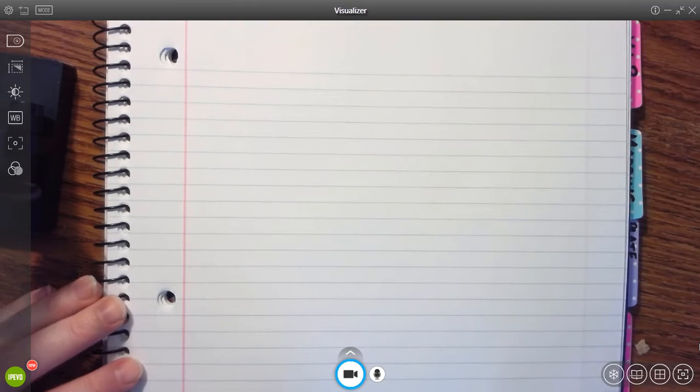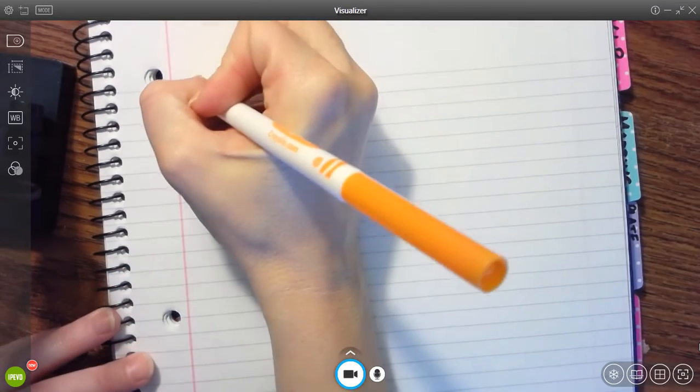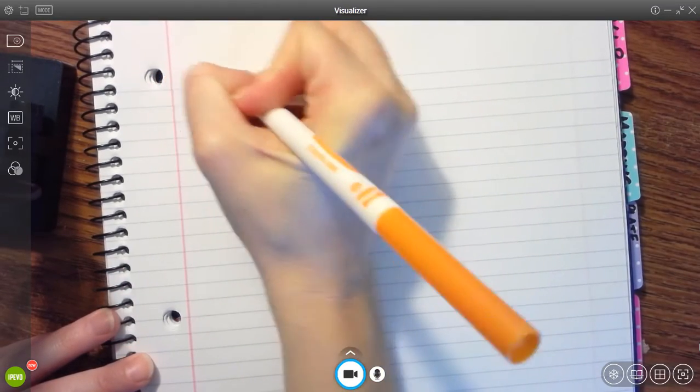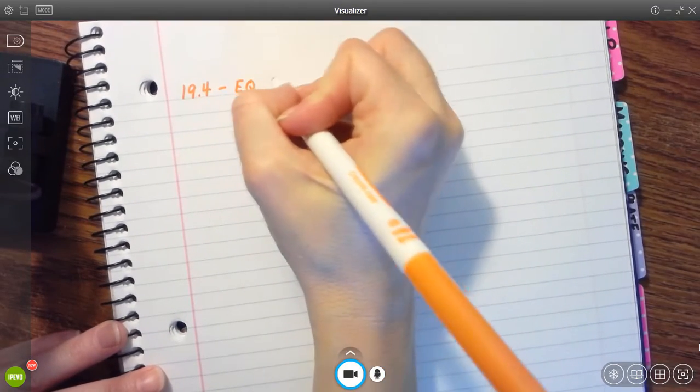All right, we have one more set of notes to do for Chapter 19, and that is on the last part of 19.4, which talks about earthquake forecasting.